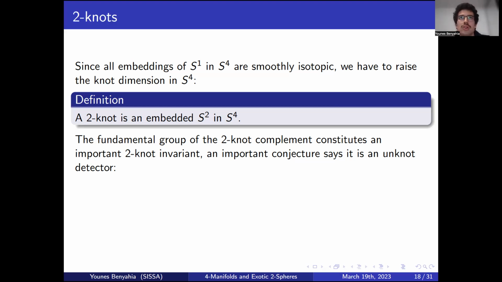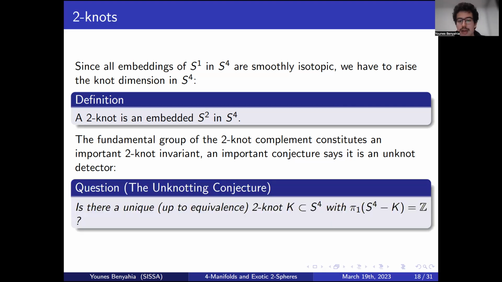So you want to ask whether this failure does also fail for the trivial knot, like the unknotted S2 in S4. And an important conjecture says that it is, we call this an unknot detector. Is there a unique up to equivalence 2 knot K in S4 with the fundamental group of S4 minus K to be Z? This is the fundamental group of the complement of the trivial knot. So are there other 2 knots that will have the same fundamental group of the complement?